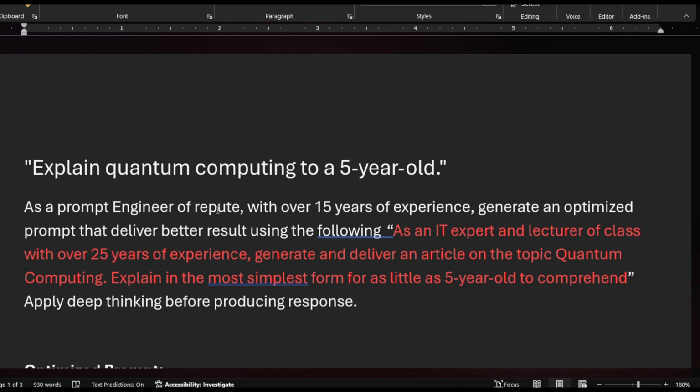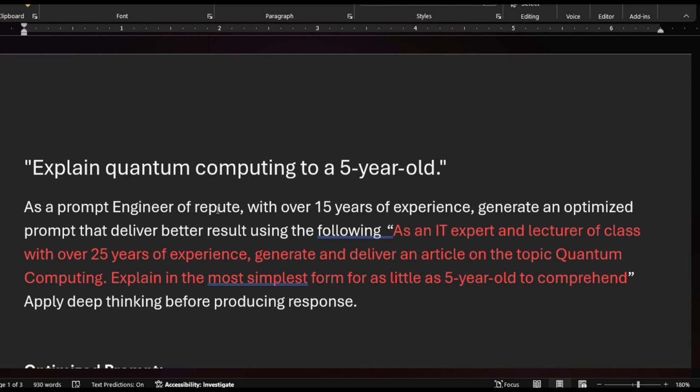You even specify the years of experience you want it to bring in. Not just that, you now want it to generate an optimized prompt for you that can deliver the best of results. Then put whatever you want to do there. Now, I restructured what I want to achieve by saying as an IT expert, because that is an IT expert that can actually understand and explain the concept of quantum computing. You can see, and not just anyhow, he is an expert, and he has also been a lecturer with over 25 years of experience. Your AI takes up that persona and uses it to generate and deliver an article on the topic of quantum computing.